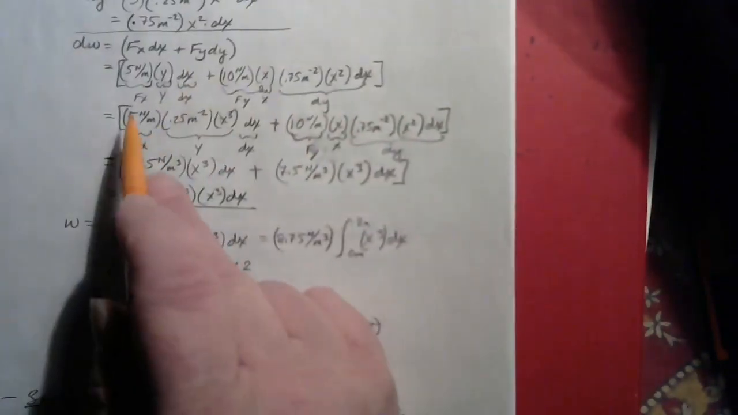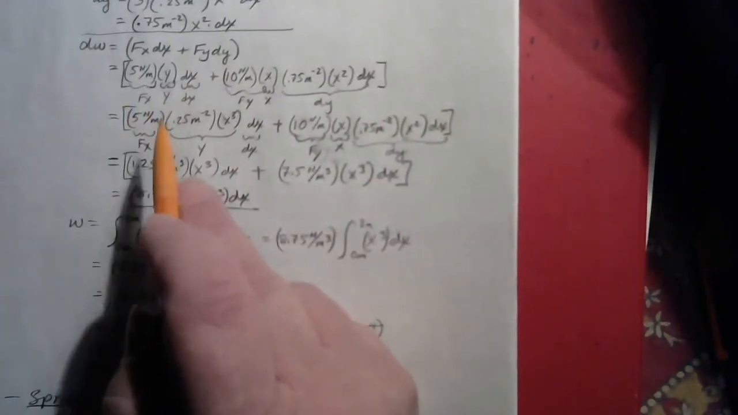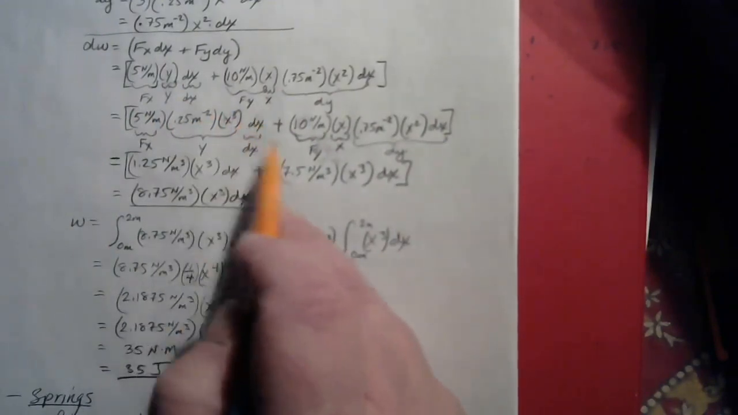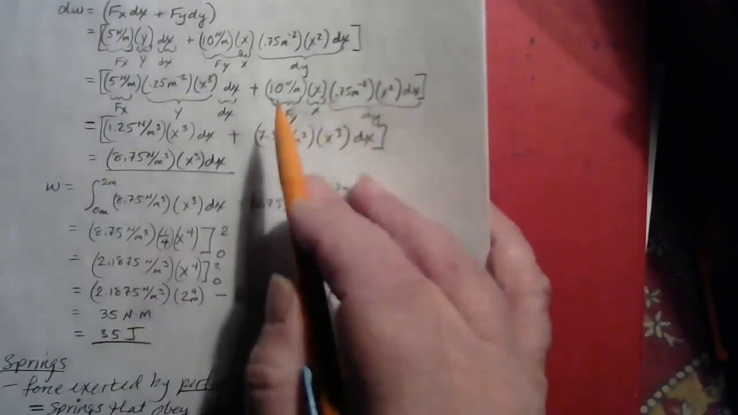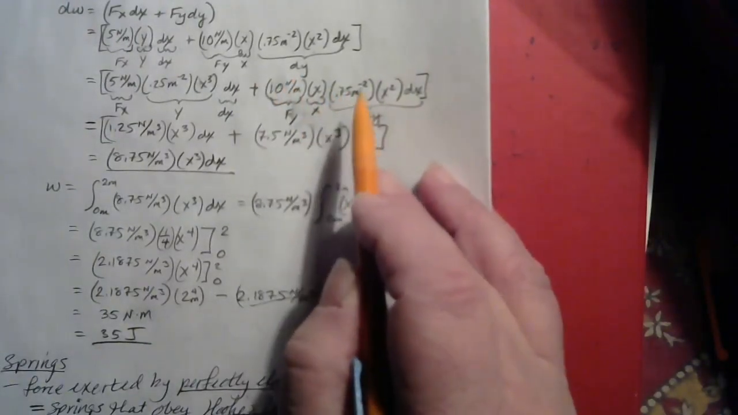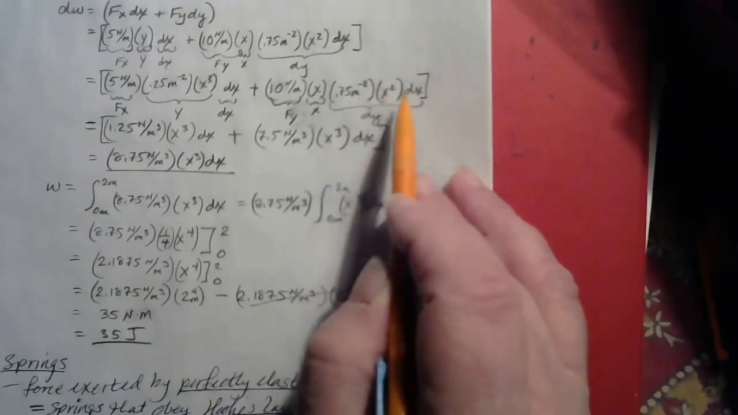We can substitute in y equals 0.25 meters to the minus 2 times x to the third. And so we end up with 5 newtons per meter times 0.25 meters to the minus 2 x to the third dx, plus 10 newtons per meter times x times 0.75 meters to the minus 2 times x squared dx.